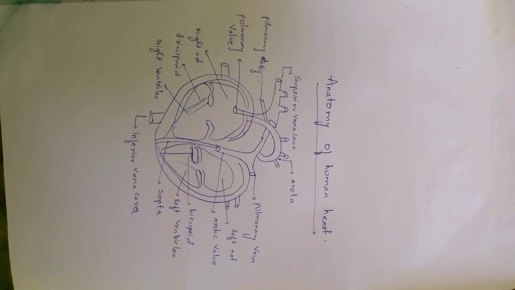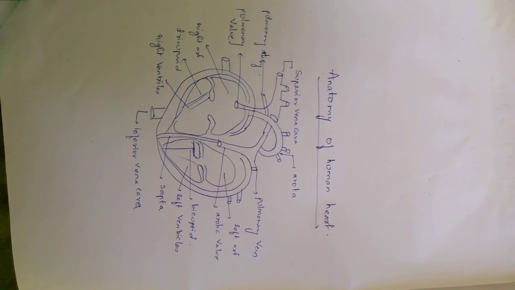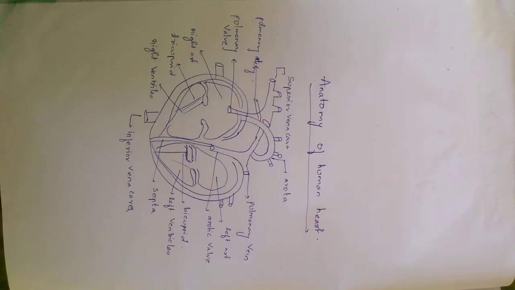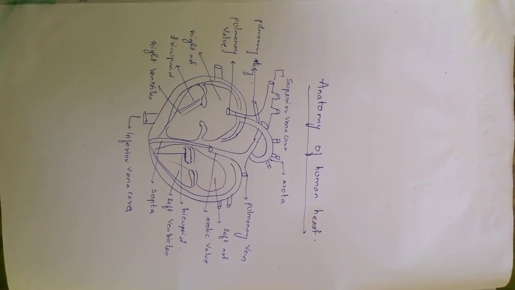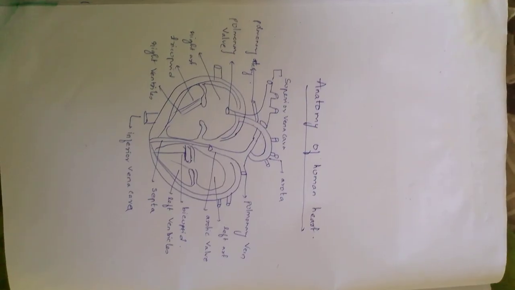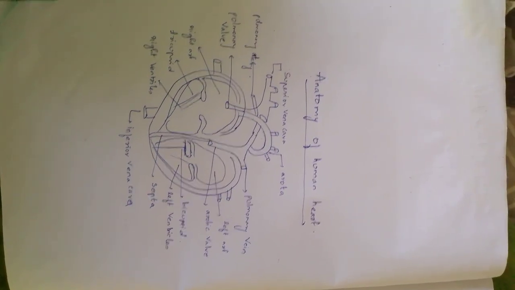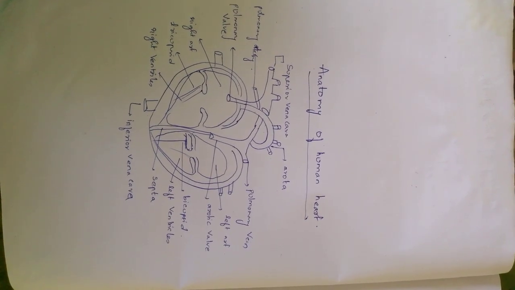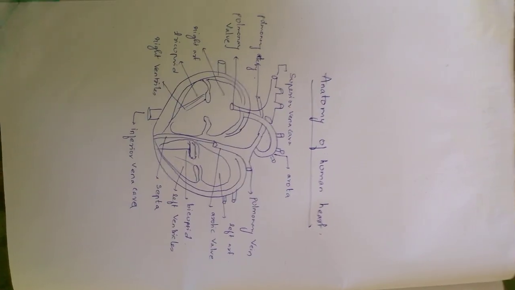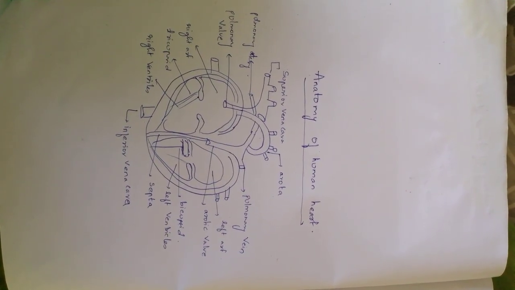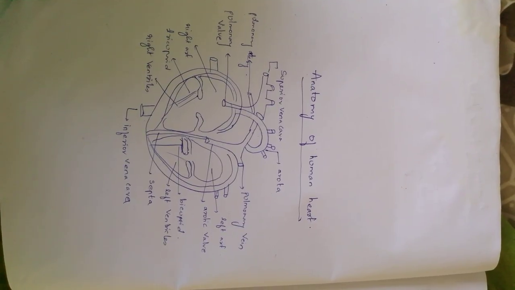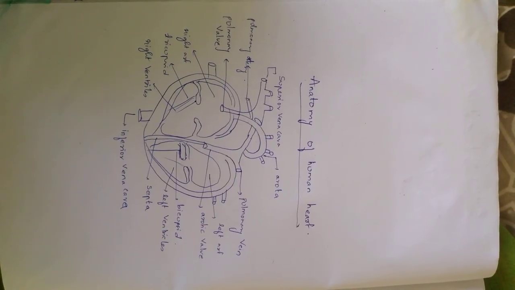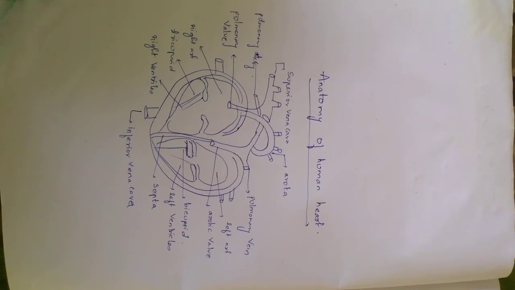Now for the circulation pathway, there are two types of circulation: systemic circulation and pulmonary circulation. First let me study pulmonary circulation. Pulm refers to the lungs. In pulmonary circulation, deoxygenated blood is carried from the right side of the heart to the lungs, and it returns with oxygenated blood back to the heart. This is pulmonary circulation.